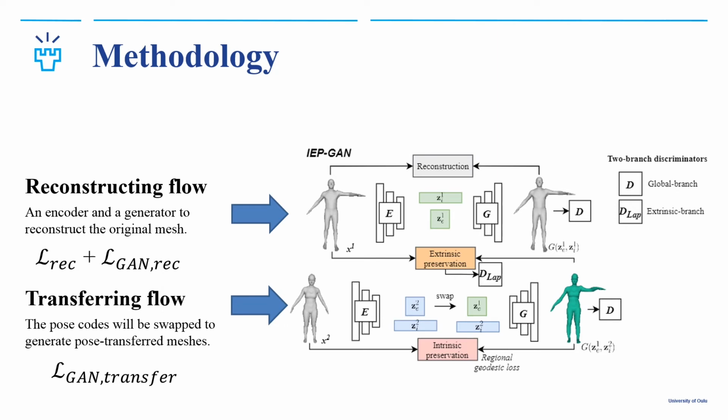The second one is a transferring flow. It swaps the latent codes of the two given source meshes to generate the pose-transferred mesh. It results in a discriminating loss given by a local discriminator to examine if the pose-transferred meshes are realistic or not.